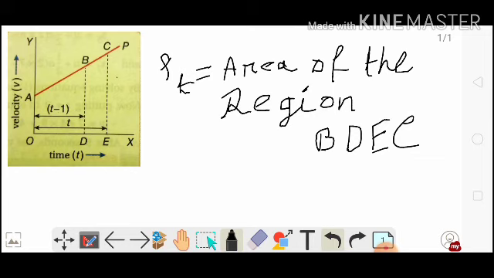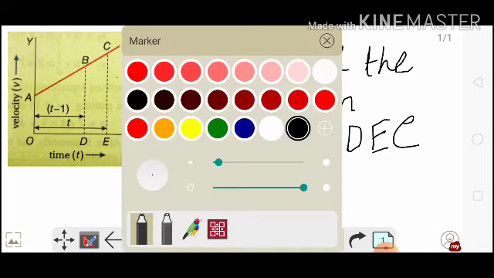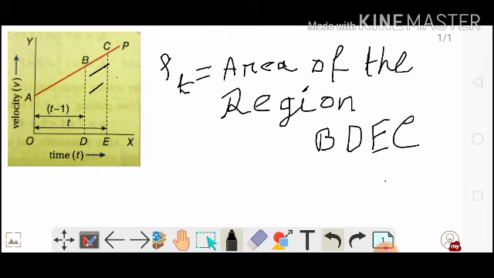You can clearly see that, and we all know that from the velocity time graph, if you want to find out the displacement, you have to find out the area under the graph, the area of the region covered by that graph and x-axis. So to find out how much distance the object covers or how much displacement the object will have in the tth second, we will just have to find out the area of this particular region, that is the area of the region BDEC, and it's a trapezium.